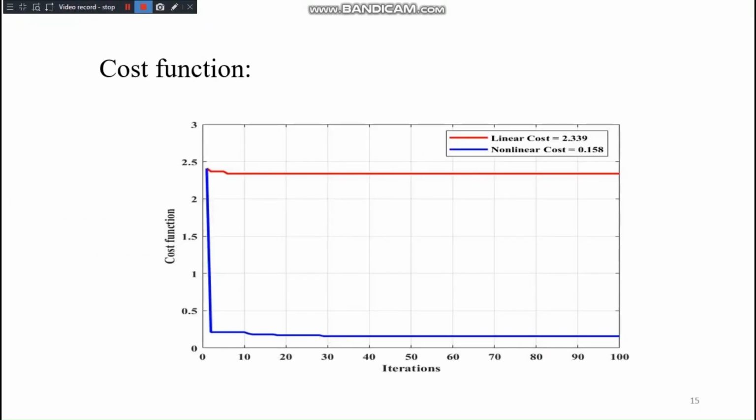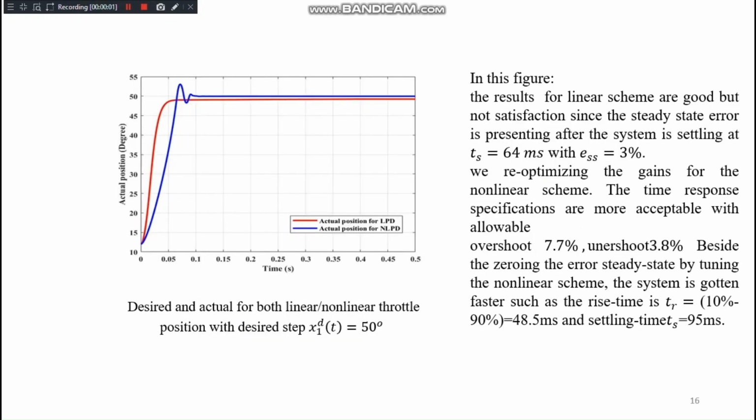As observed in the figure that shows the cost function related to the number of iterations, we can conclude that the blue line representing the nonlinear case has quickly stabilized with a minimum error. The figure shows the relationship between position and time, desired and actual, for linear and nonlinear throttle valve position with a step input value of 50 degrees. The results of the linear schema are decent but not entirely satisfactory due to the presence of steady state error after the system settles at 64 milliseconds.